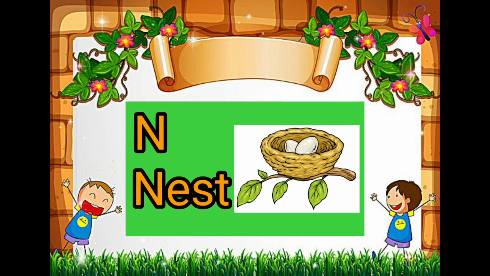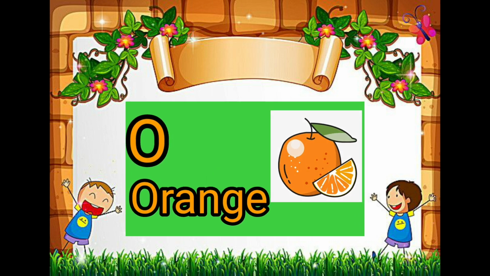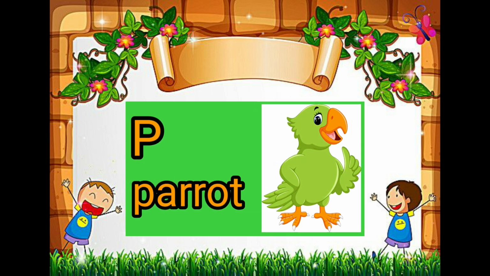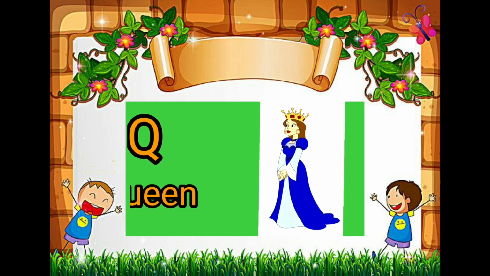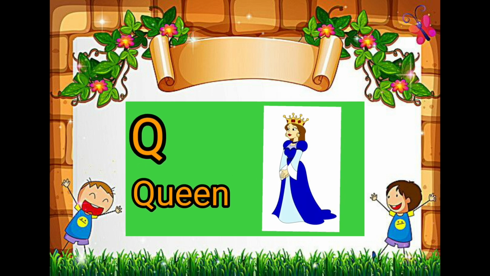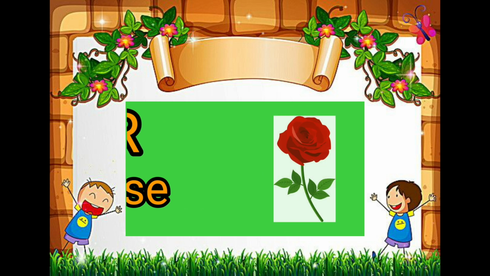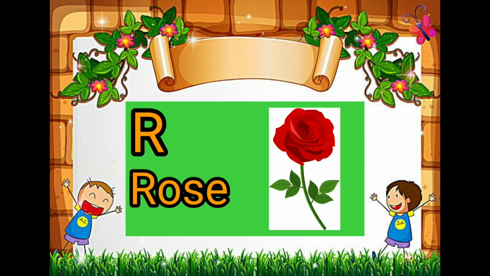N for nest, nest means ghosla. O for orange, orange means santara. P for parrot, parrot means tota. Q for queen, queen means rani. R for rose, rose means gulab.